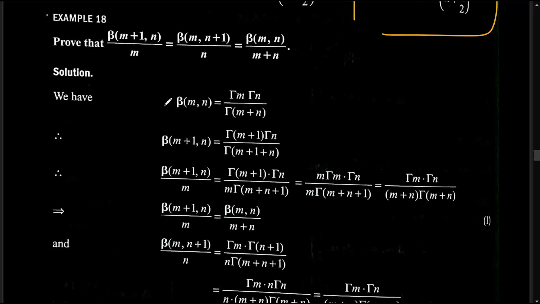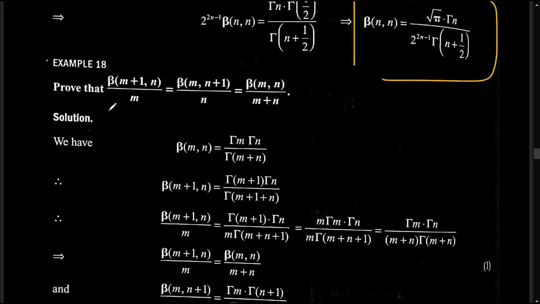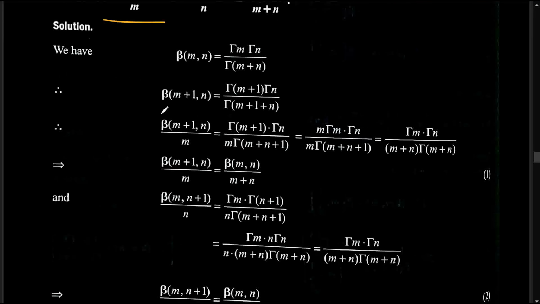See, beta of m comma n is equal to gamma of m gamma of n over gamma of m plus n. But we are given this one. So first take this one and then substitute here. We get this, and we know the formula gamma of m plus 1 is equal to m into gamma m. So this part is actually equal to this part, which we saw in the previous video. There are many formulas like this. Just remember this: gamma of m plus 1 is equal to m into gamma m.